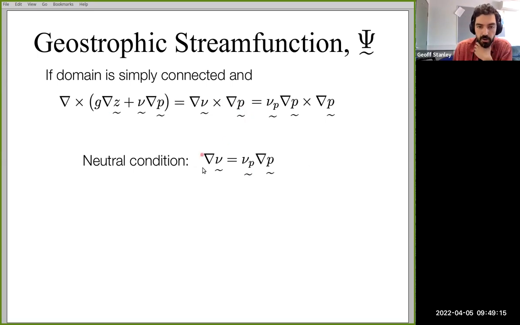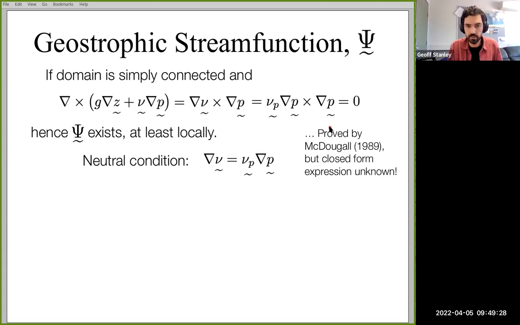Now we're talking about a neutral surface. I wrote this condition before with rho, but now with nu for specific volume. This is like the compressibility again. So if I plug this in here, I get grad P cross grad P, which is obviously 0. So psi must exist. That's what Trevor proved around the time of my birth, but he didn't have a closed form expression for what psi is.